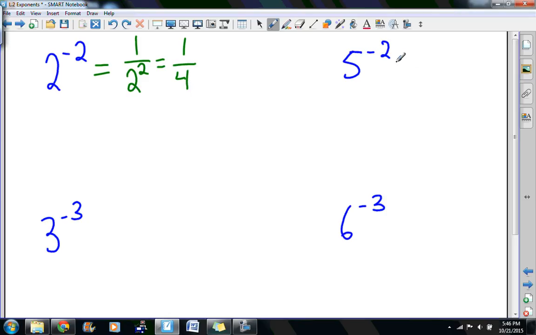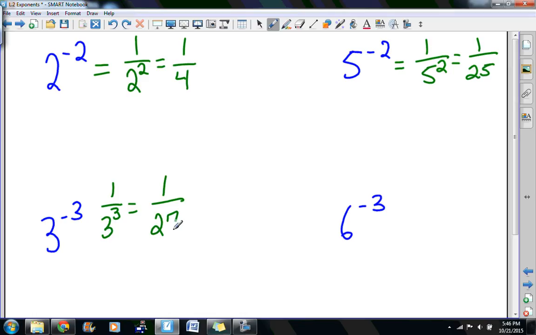5 to the negative second, same process. It becomes 1 over 5 squared. We moved the exponent down. It became a positive number. So we get 1 over 25. Process continues. 3 to the negative third becomes 1 over 3 cubed, which becomes 1 over 27.